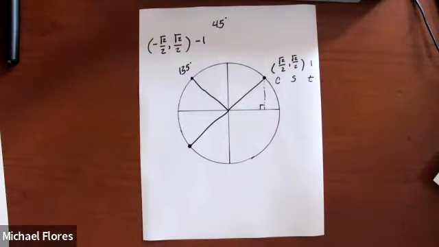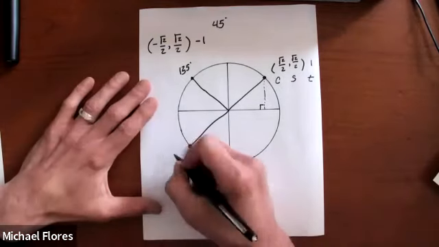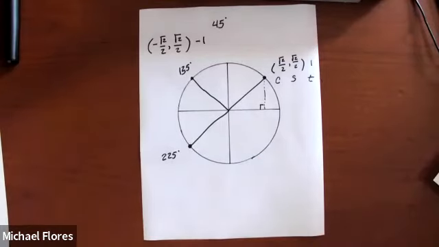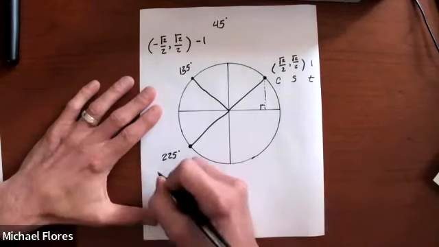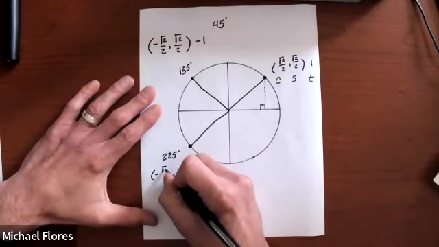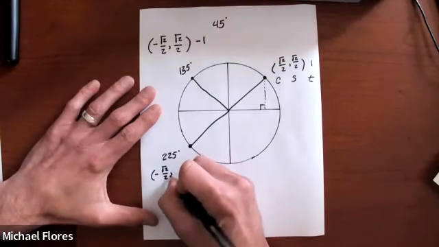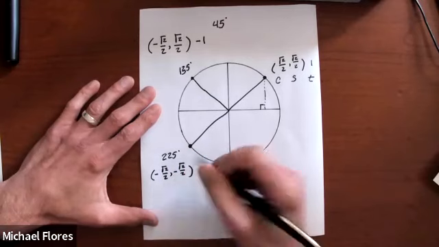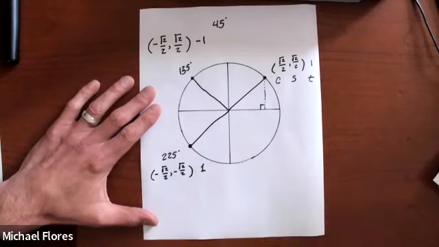Over here in quadrant 3, we have 180 plus 45, 225 degrees. It's going to have a coordinate of -√2/2, -√2/2, and a tangent of 1.